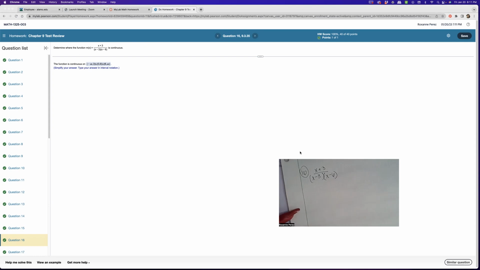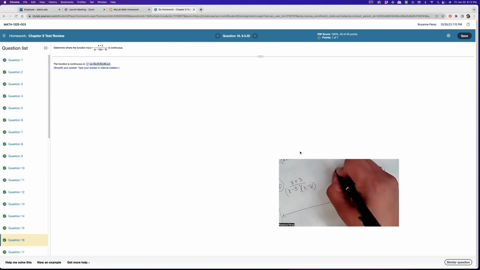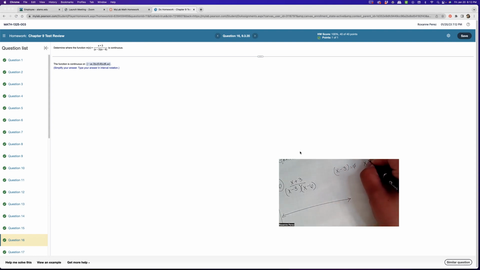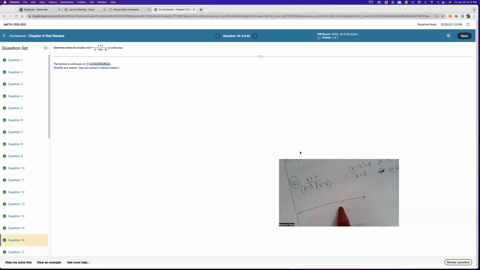Okay, the first thing I want to do is make myself a very rough sketch number line. There we go. That's my number line. Now I'm going to take this denominator and set my factors equal to 0 so I can get my actual solutions. In this case, this is going to give me x equals 3, and this is going to give me x equals 6. Now I'm going to graph that on my number line.